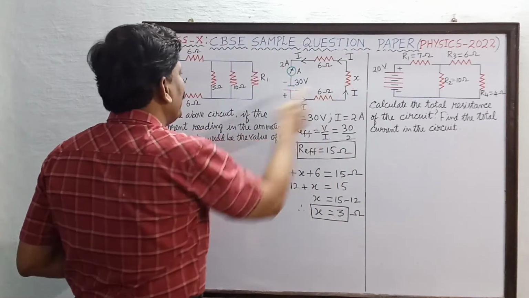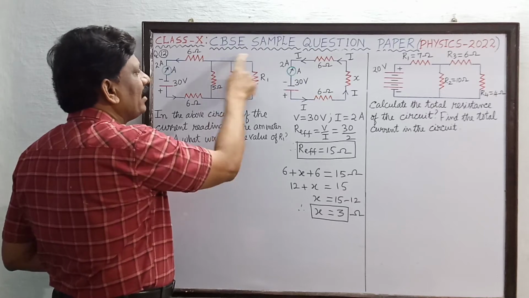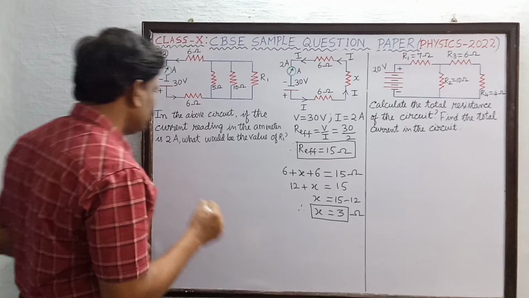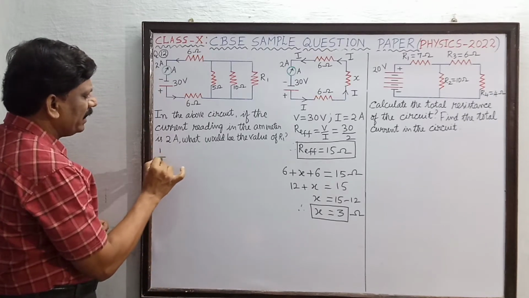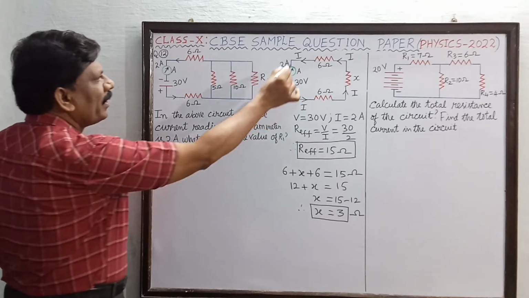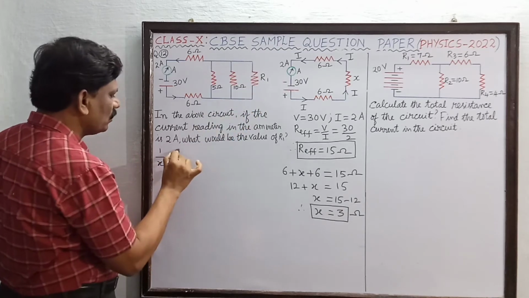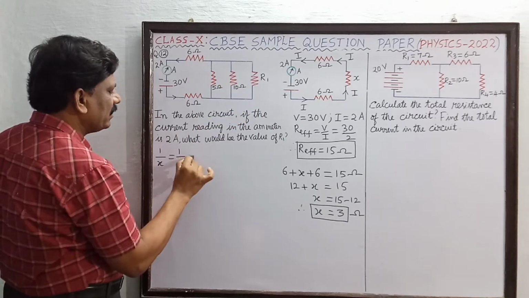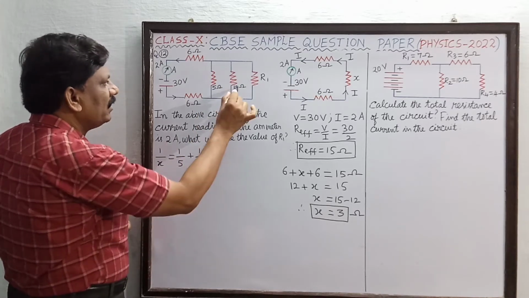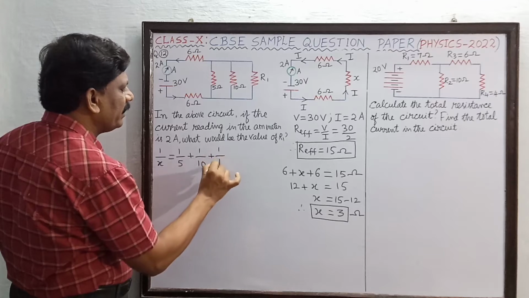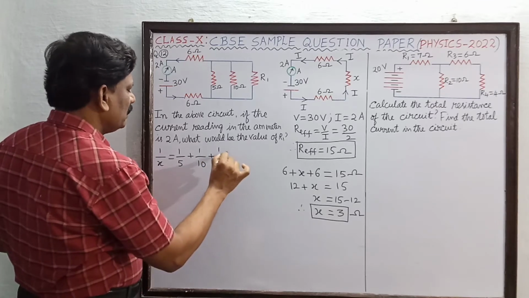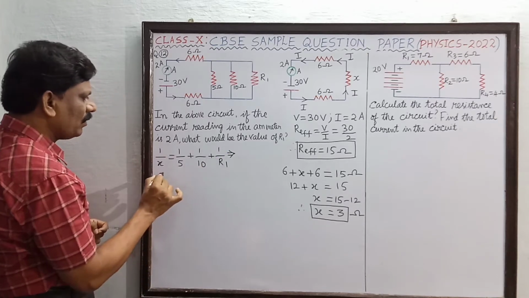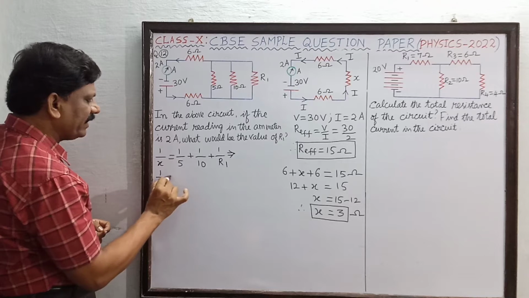Okay, students, now how to find the value of R1? What is X actually? We have taken the parallel combination of these three resistors only. Therefore, I will write 1 by X must be equal to 1 by 5 plus 1 by 10 plus 1 by R1.